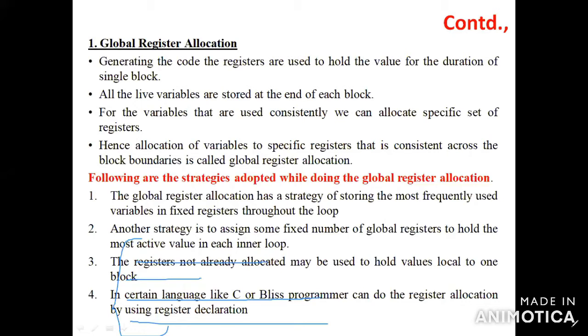Okay, what about the second strategy? Another strategy: you have to assign some fixed number of global registers to hold the most active value in each inner loop. So for each inner loop, the most active value, some fixed number of registers, you have to assign for each inner loop.